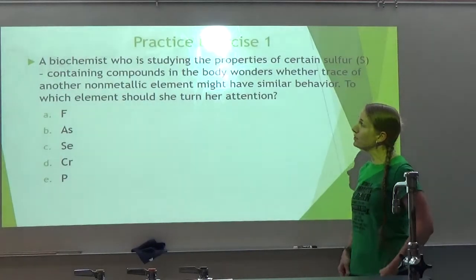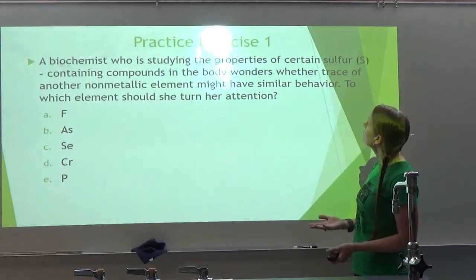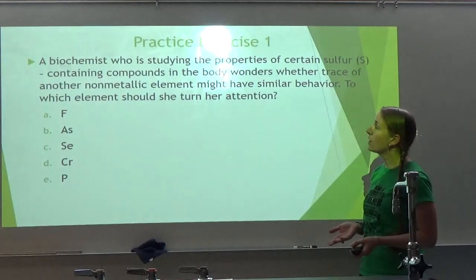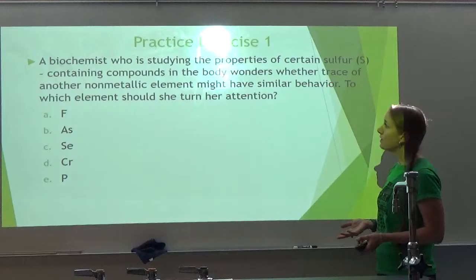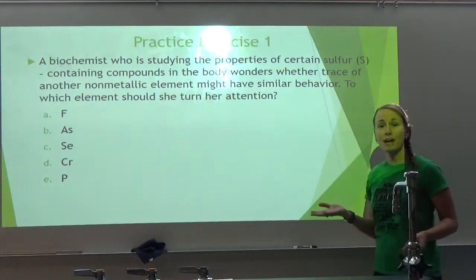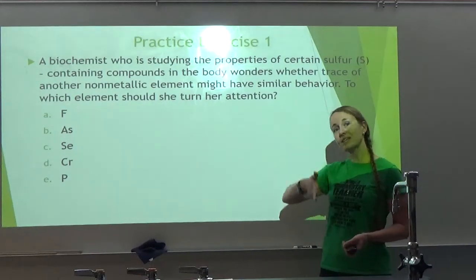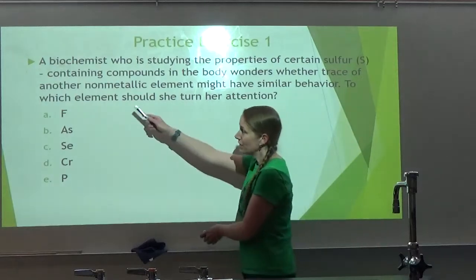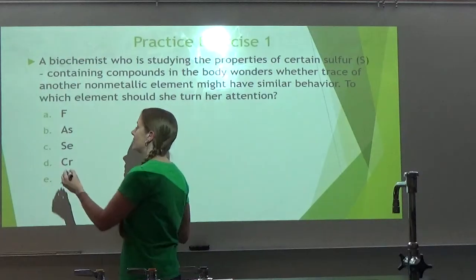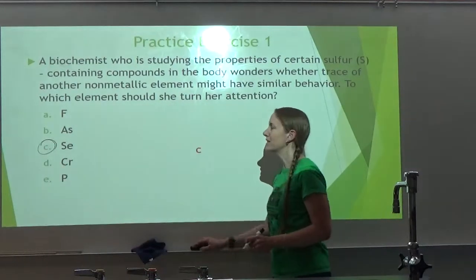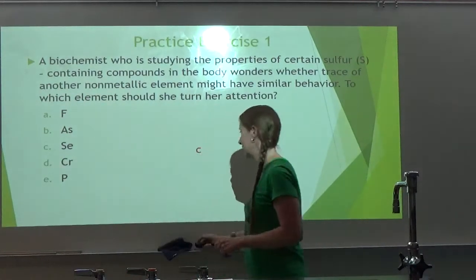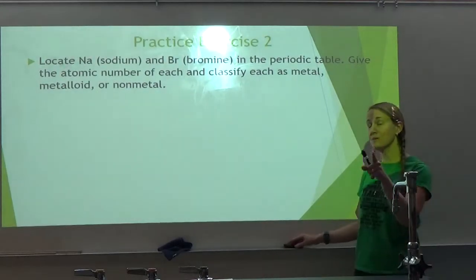So next, it says, a biochemist who is studying the properties of certain sulfur-containing compounds in the body wonders whether traces of other non-metallic elements might have similar behavior. To which element should she turn her attention? Well, she's trying to figure out which element is behaving like sulfur, so she needs to look at something in the same group as sulfur. So when I go through these possibilities, we have fluorine, arsenic, selenium, chromium, and phosphorus. I can see, okay, well, selenium is the only one that's in the same group. So remember, elements in the same group have similar physical and chemical properties. Make sure you're trying some of these on your own.